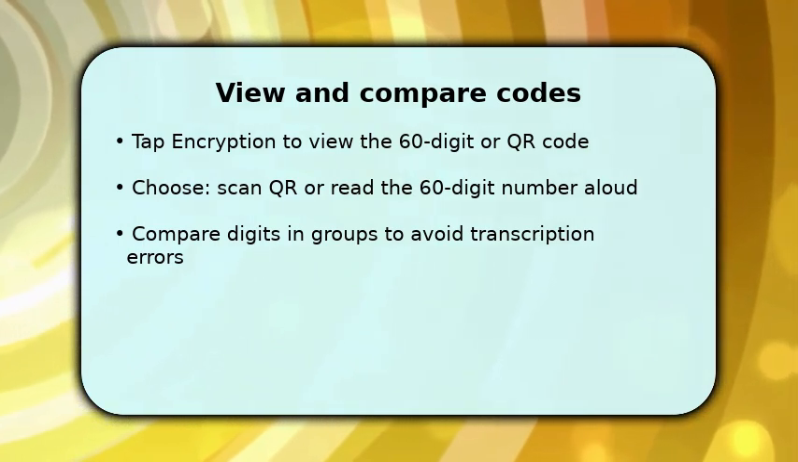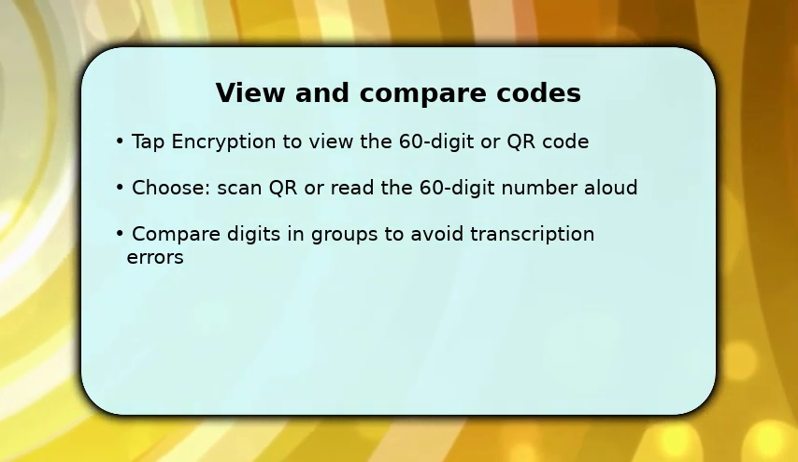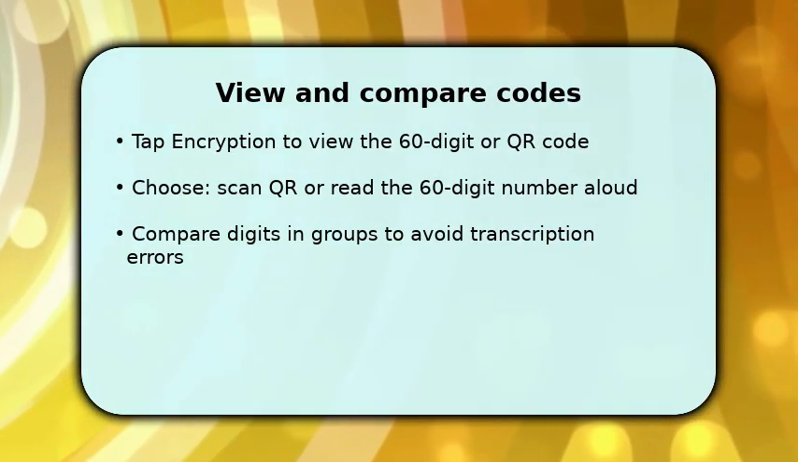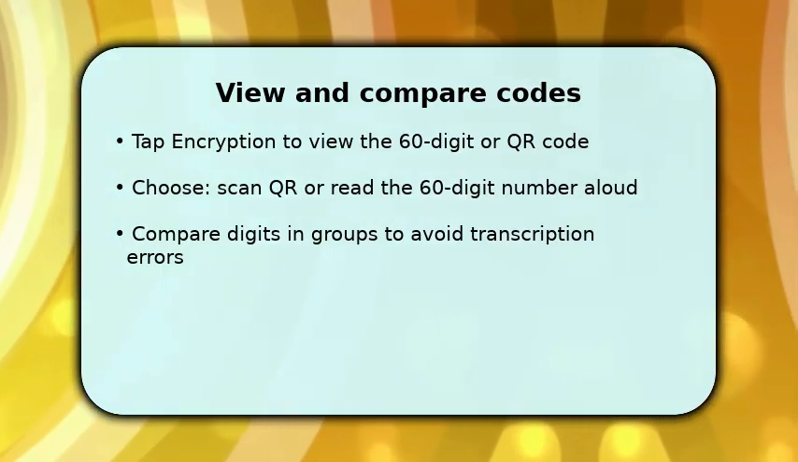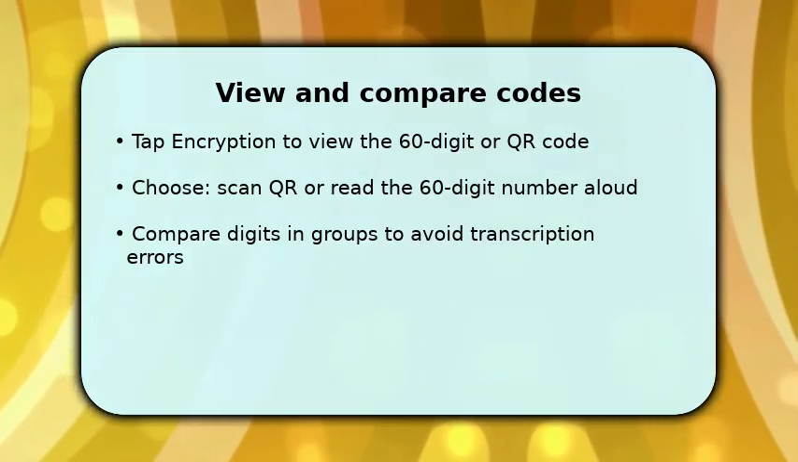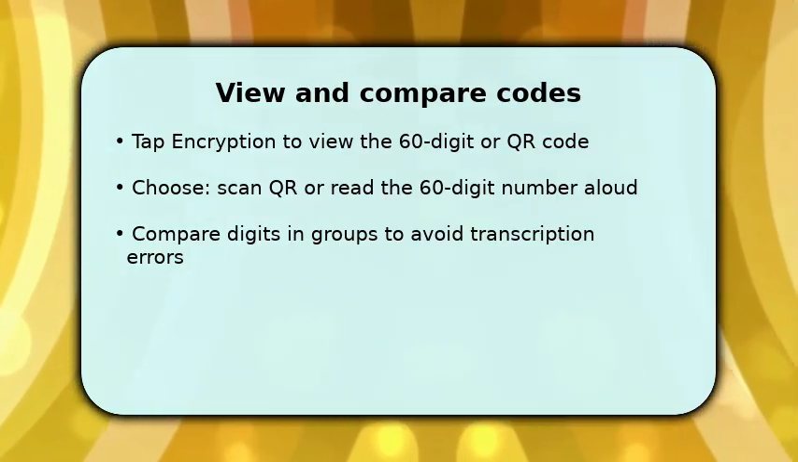You verify either visually or by scanning. You can scan their QR directly from your screen or read the digits aloud while they read yours. Compare numbers in small groups for accuracy. Make sure to confirm the match verbally. This ensures both devices share the same key and prevents man-in-the-middle attacks. If digits match, the conversation is end-to-end secure.